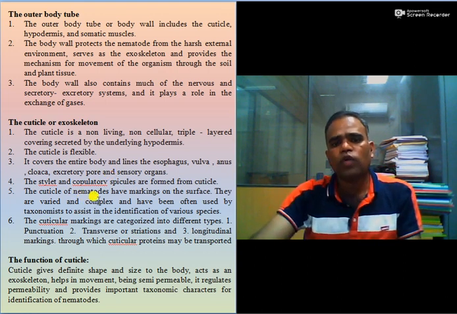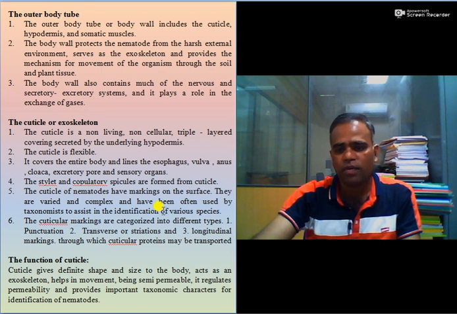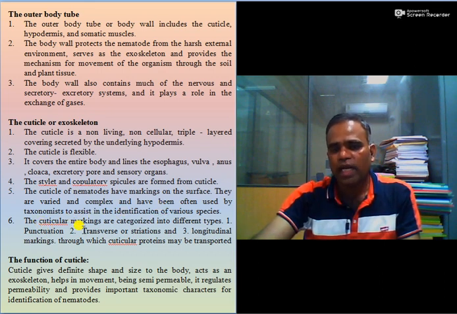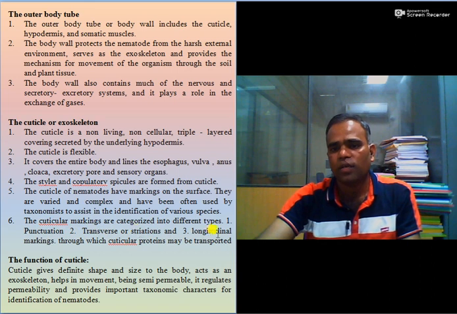The cuticle of nematodes has markings on the surface. They are varied and complex and have often been used by taxonomists to assist identification. The cuticular markings are categorized into different types: if there are punctuations, it is called punctuation. If there are transverse markings, it is called striations. If they are longitudinal, they are called longitudinal markings. And these are the markings through which cuticular protein may be transported.